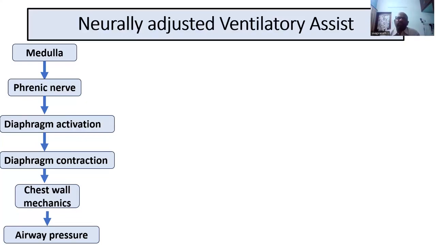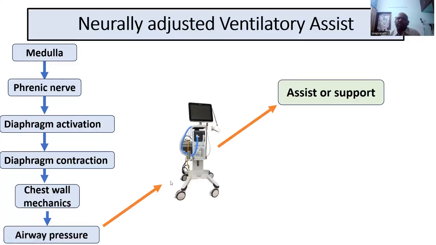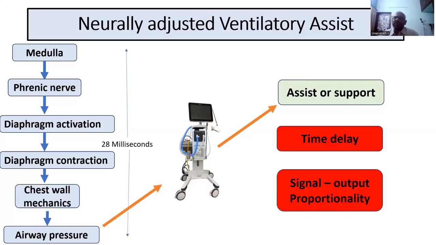Now in a ventilator, if you do the same, it takes a long time. The airway pressure has to change, and then it has to trigger the ventilator to assist or support. The brain's activity has started a long time earlier, and the actual assist takes a little bit later. So the patient will have asynchrony because of the time delay, and maybe the support is also not proportional. To overcome all these problems, NAVA has come into existence.